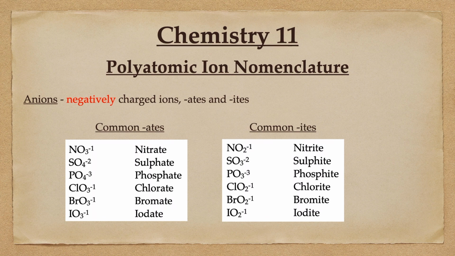Some of the most common ates include nitrate, sulfate, phosphate, and the halogens chlorate, bromate, and iodate. In almost all cases, if you remove one oxygen but keep the same charge, the ending simply changes to ite: nitrite, sulfite, phosphite, chlorite, bromite, and iodite.